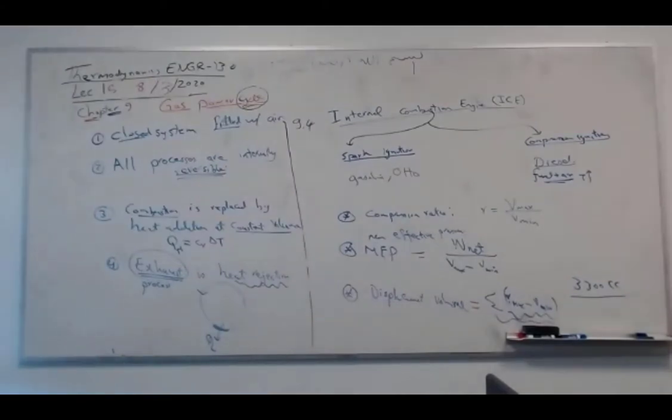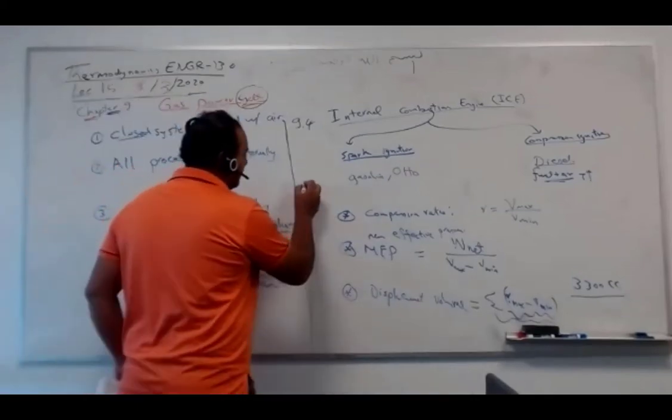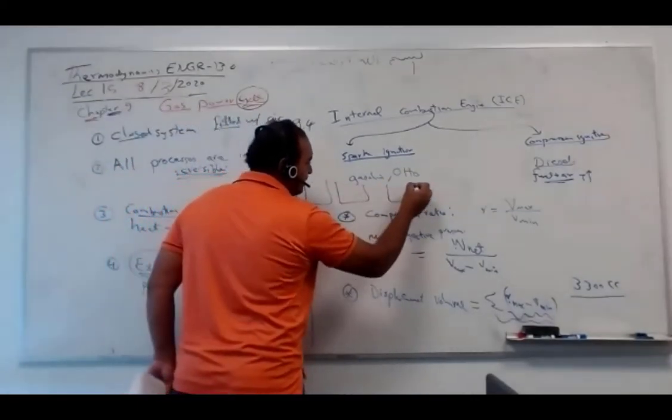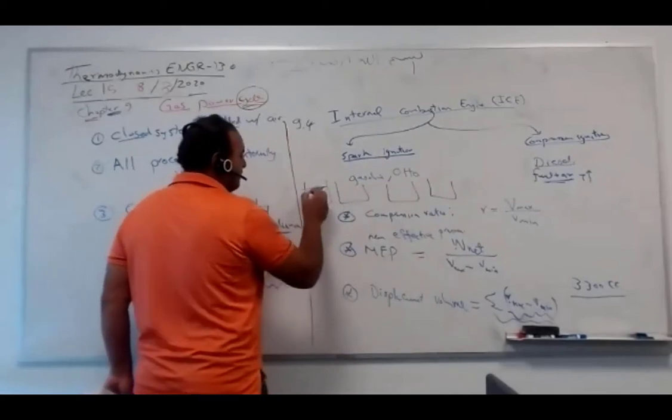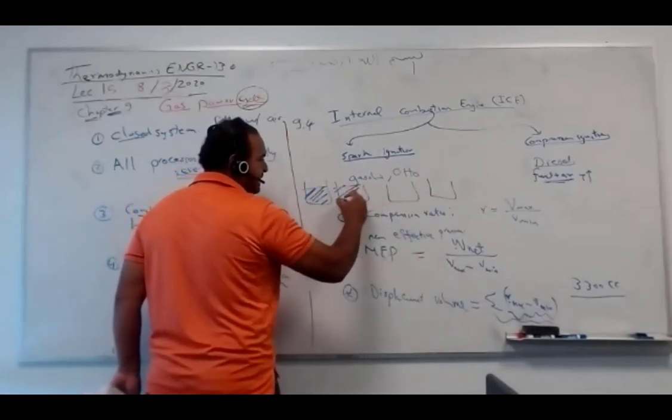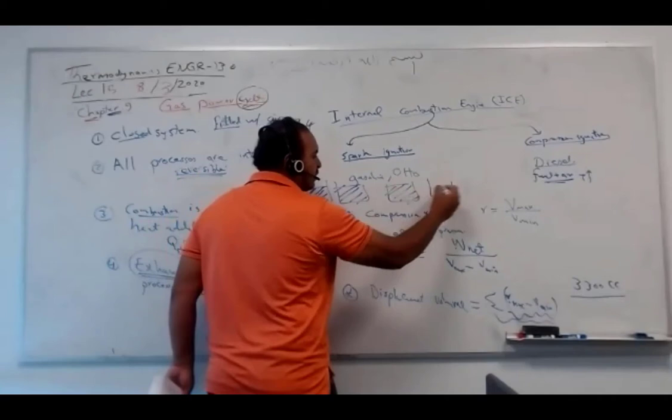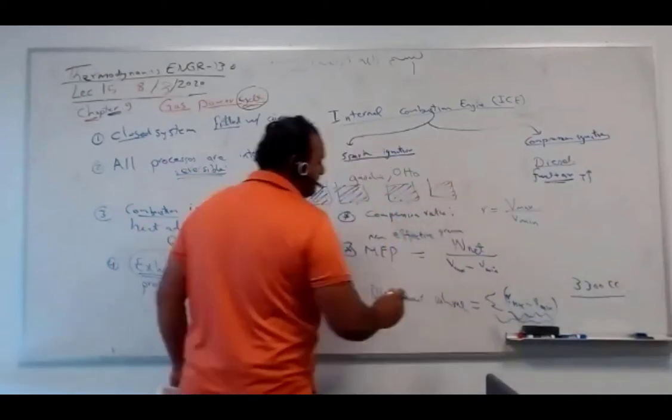Let's say you have 4 cylinders: cylinder 1, cylinder 2, cylinder 3. Each has its Vmax minus Vmin. The total of these 4 is called the displacement volume.